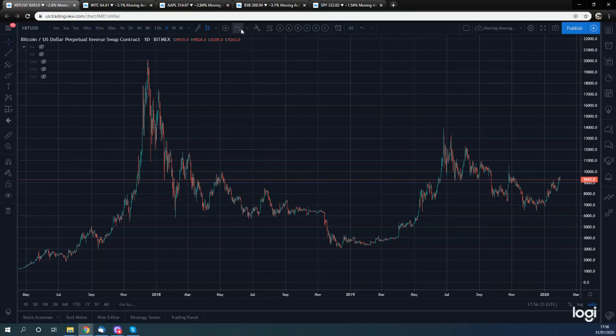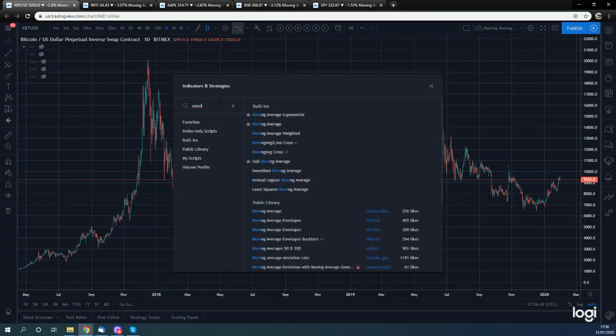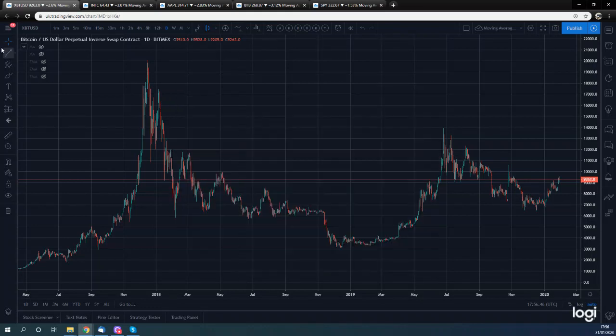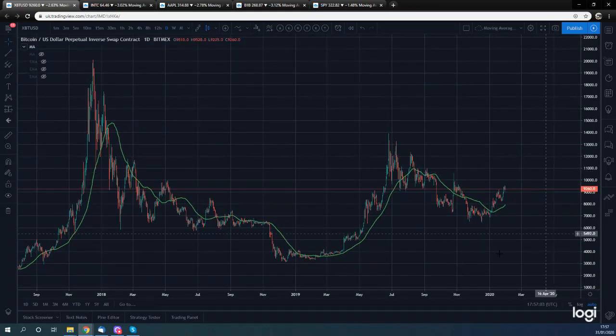What you do is you go to the indicator tool here, and then you type in moving average, or just start typing it and it'll come up. This is the one here, moving average. You click on that and it'll come up onto your chart. For the settings we're going to use for the 50 period, we click on it and type in 50 there, and then click OK.